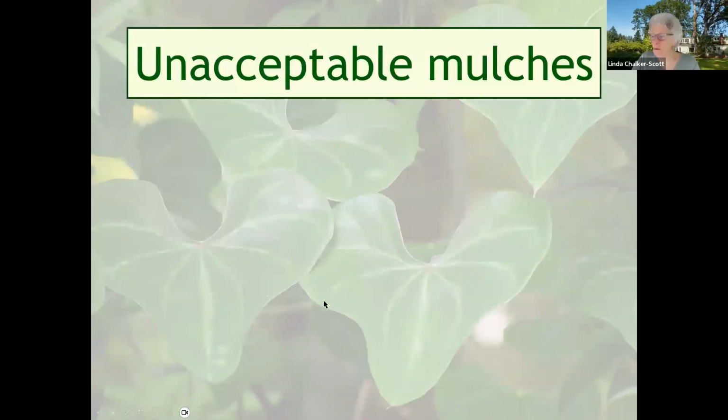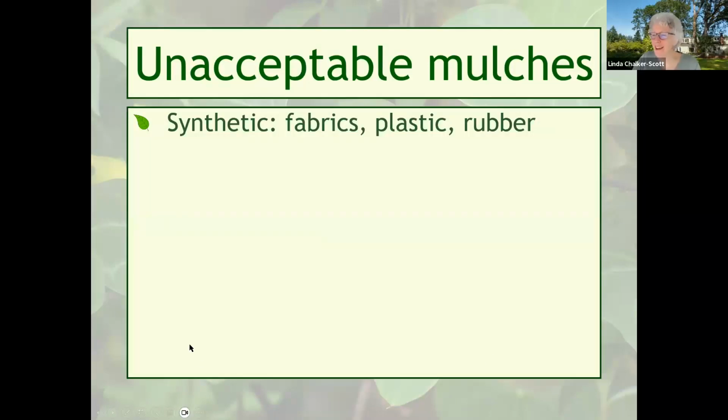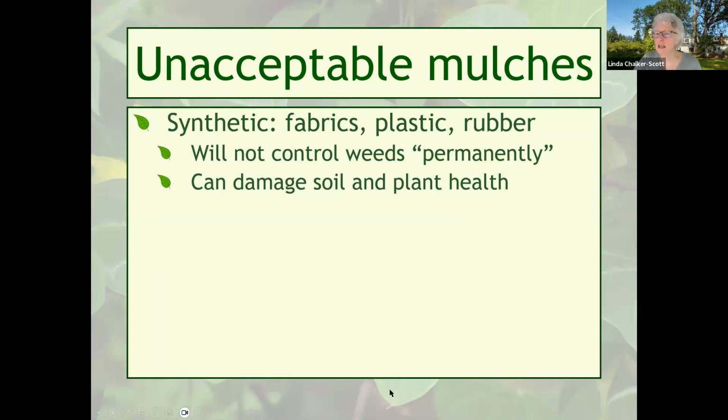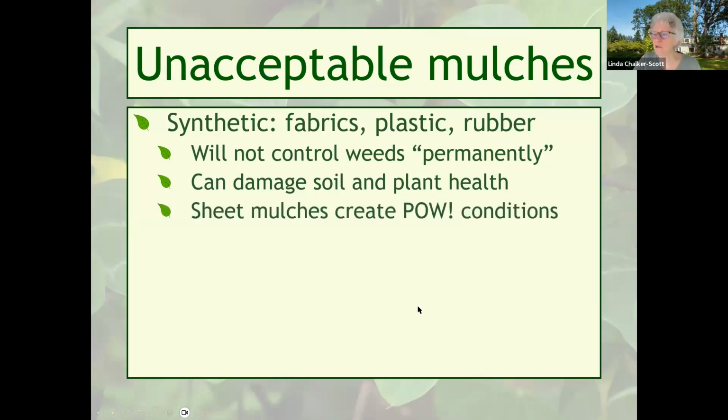The list of unacceptable mulches is unfortunately very long. It includes things like synthetics, which include landscape fabrics, plastic, and rubber. They are not permanent weed control. You'll see them advertised as such. There is no such thing as permanent weed control. And putting down something that says it is going to be more damaging to the soil than to the weeds. Soil and plant health are highly impacted by synthetics for a variety of reasons.